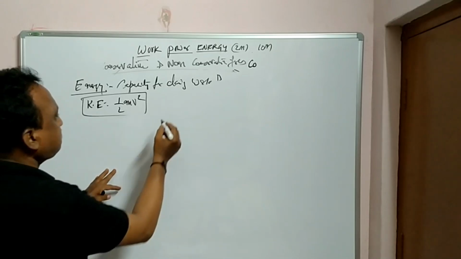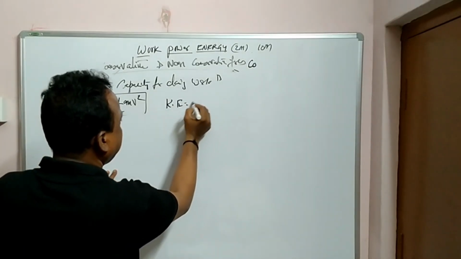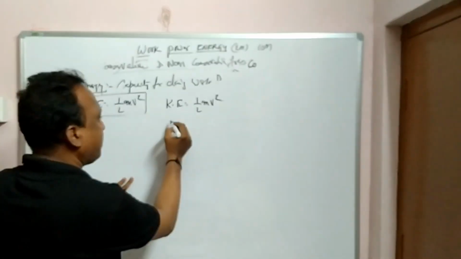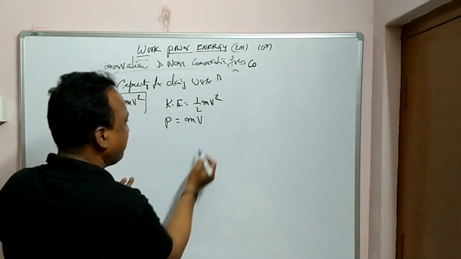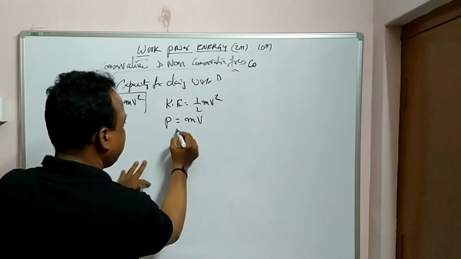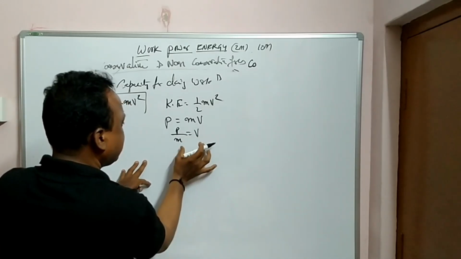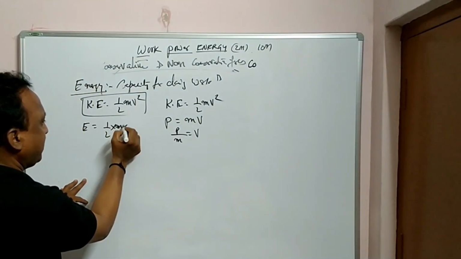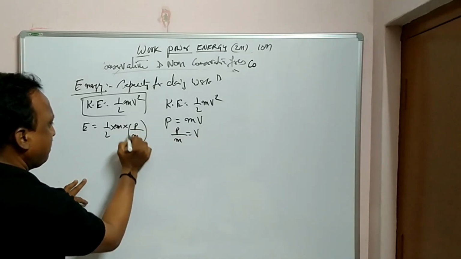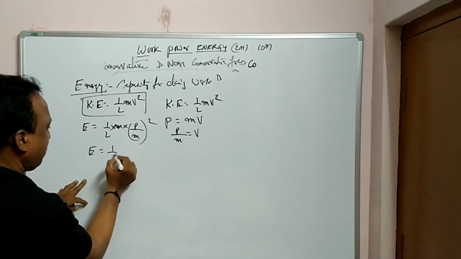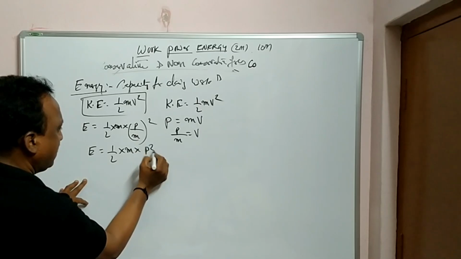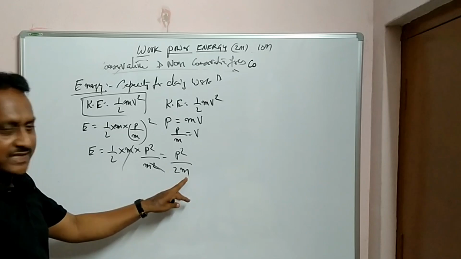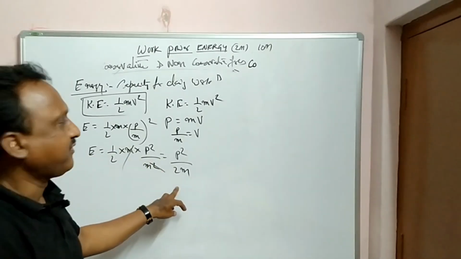Now we have kinetic energy as half mv square. In the previous chapter, Newton's laws, we discussed momentum, mv. Now from this, what is velocity? p by m is equal to v. Substitute this value here: half into m into v, what is it here? p by m whole square. Therefore E is equal to 1 by 2 into m into p square by m square. So what do we get? p square by 2m. This is the relation between kinetic energy and momentum of a body.